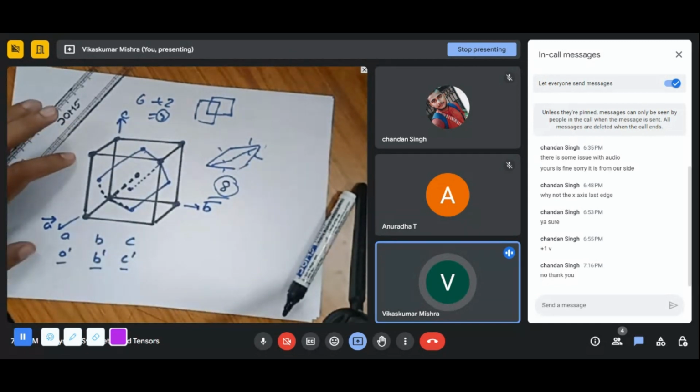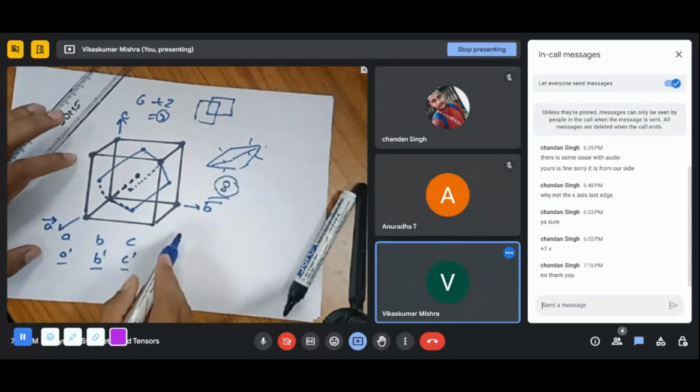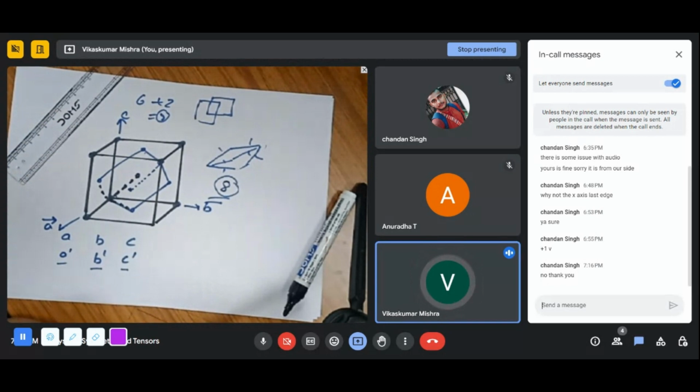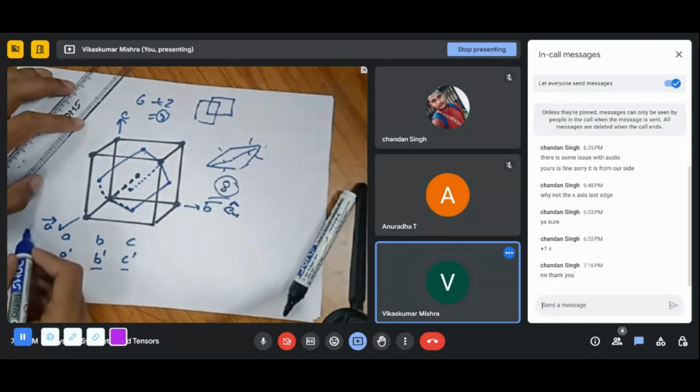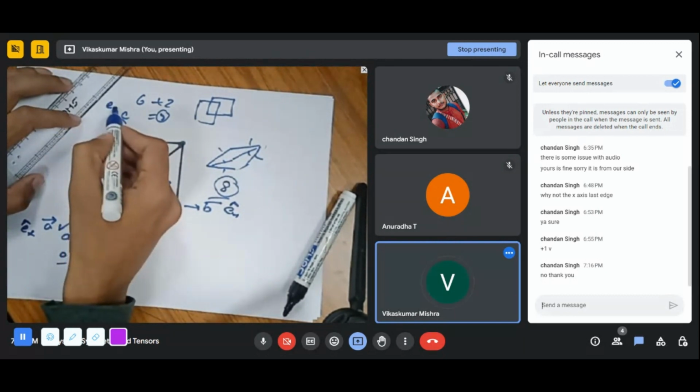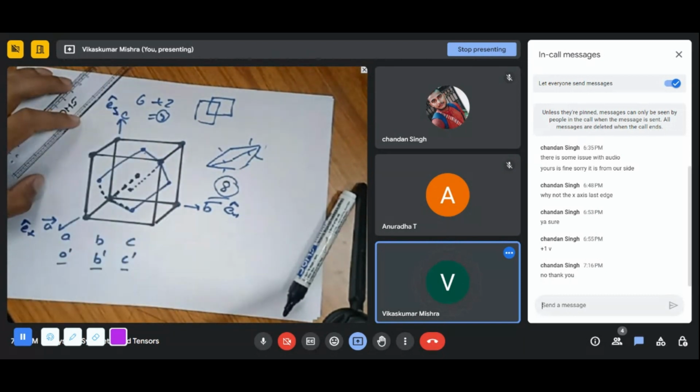Our Cartesian coordinate will also coincide over here, in the same manner. For the cubic, tetragonal, and orthorhombic, in all these cases, our Cartesian coordinate system and the crystallographic coordinate system will coincide with each other. So we can say that the EY will also be over here, EX will be over here, and EZ will be in this particular direction.